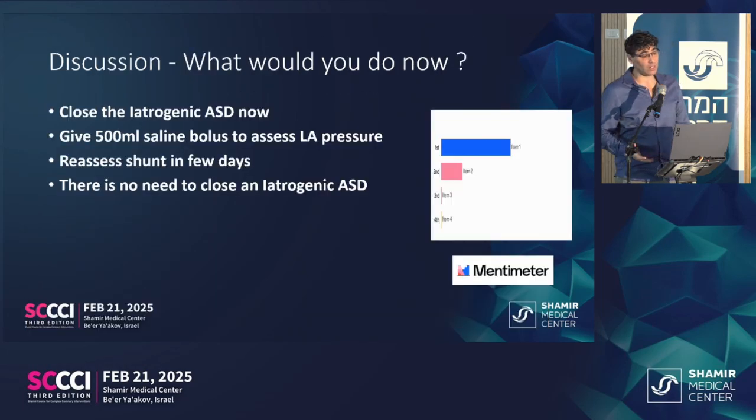So this is our other dilemma. Should we close the iatrogenic ASD now? Should we try to assess LA pressure with some maneuver? Should we reassess the shunt in a few days, leave it like that, and then come and close it later? There's no need to close it, never an iatrogenic ASD. What do you say?